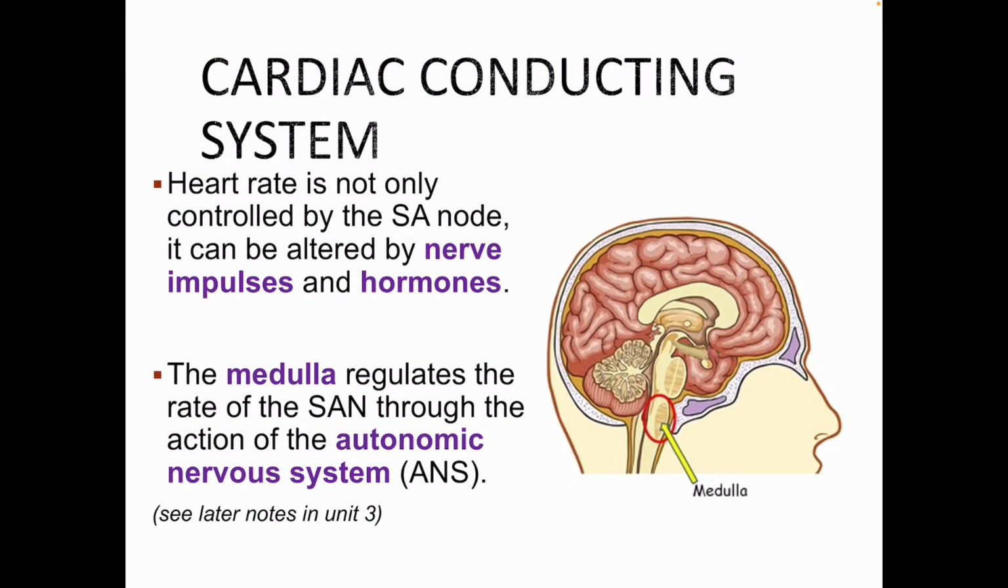So, the SA node initiates the heartbeat. It sends out the electrochemical signal to the other heart muscle cells to tell them when to contract. However, this can be altered by nerve impulses and also by hormones. The part of the brain that's responsible for this is the medulla, which regulates the action of the autonomic nervous system that we learned about in Unit 3. Remember, the autonomic nervous system is responsible for the unconscious activities, and it consists of the sympathetic and the parasympathetic nervous systems.